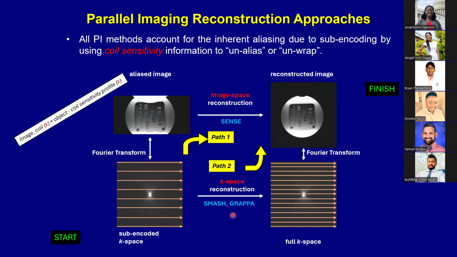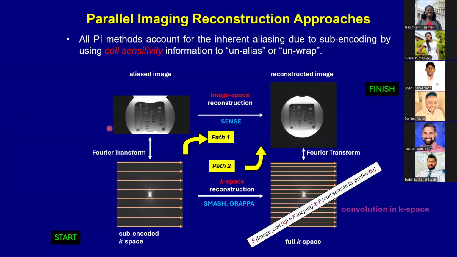This is the k-space based method, originally called SMASH, but now more commonly called GRAPPA, from the Siemens manufacturer. We actually try to reconstruct the missing k-space lines first, going through the reconstruction of k-space before taking the Fourier transform. So which path you take doesn't really matter. The math is relatively the same. It's just whether you do it in image space or in Fourier space.